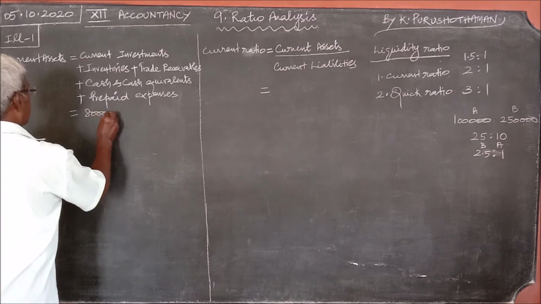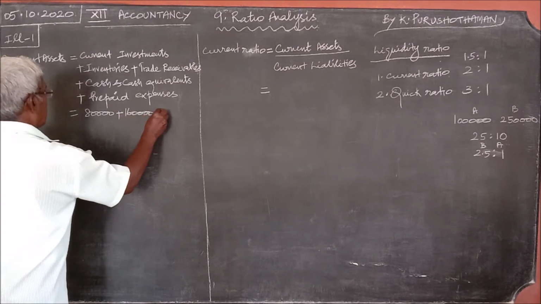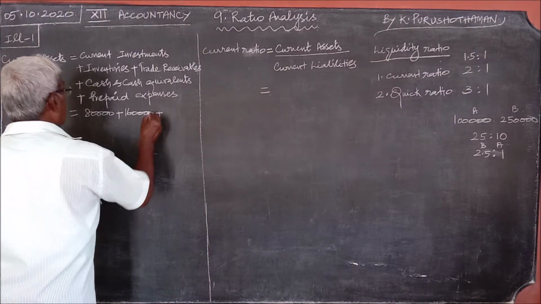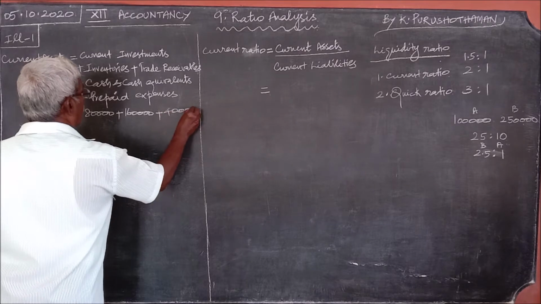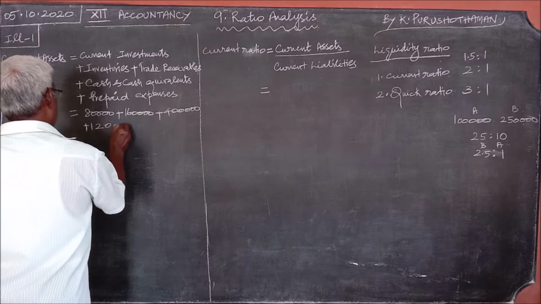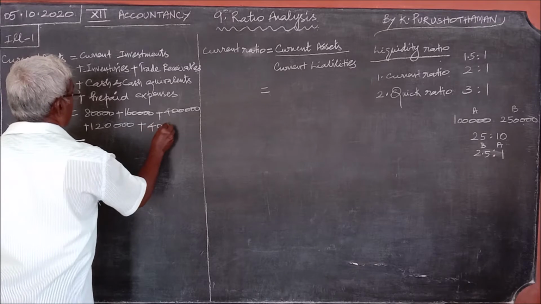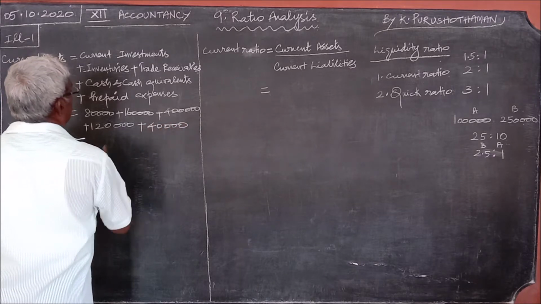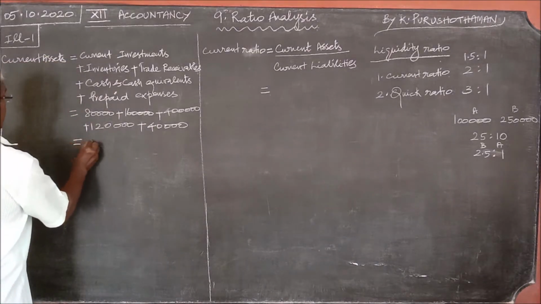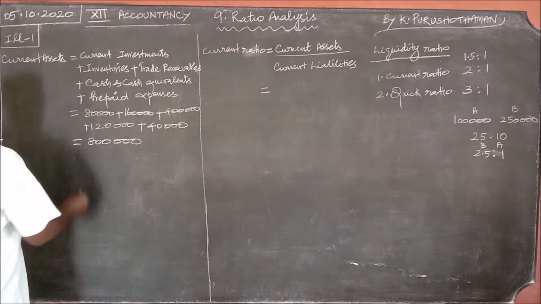80,000 plus 1,60,000 plus 40,000, 4 lakhs. 4 lakhs plus 1,20,000 plus 40,000. 2 plus 2, 4, 4 plus 4, 8 lakhs it comes. It is equal to 8 lakhs. The total value of current assets is equal to 8 lakhs.